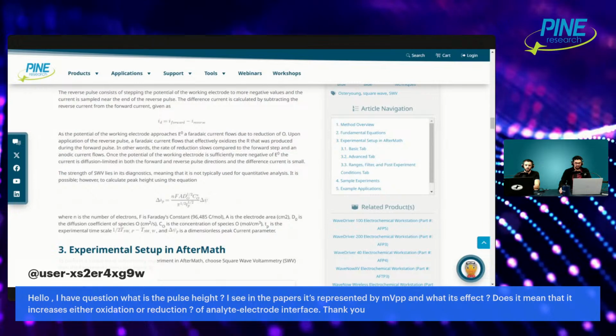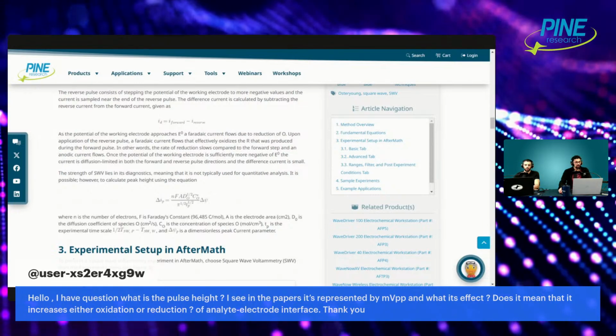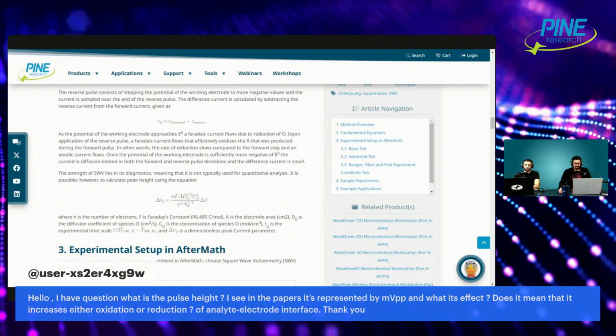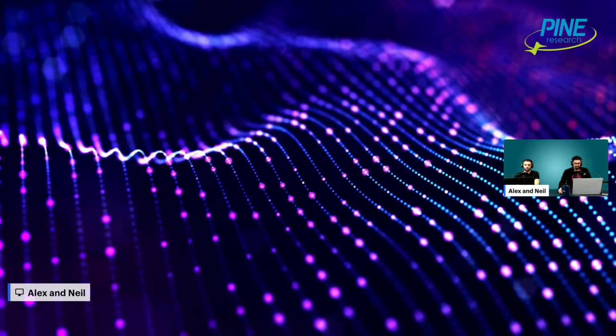So I just wanted to at least talk a little bit about that, like what is meant by the pulse height. Well, it's those parameters. Okay, all right. So I wanted to at least mention that. I'm going to now remove that from the list and then stop sharing.